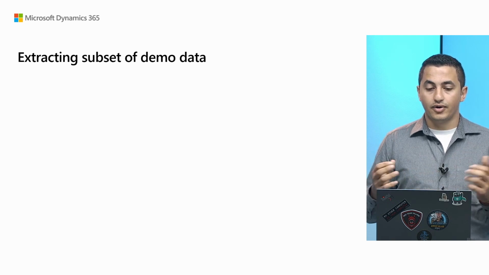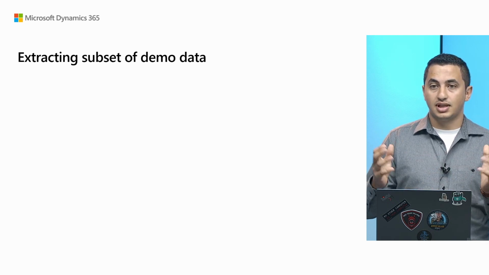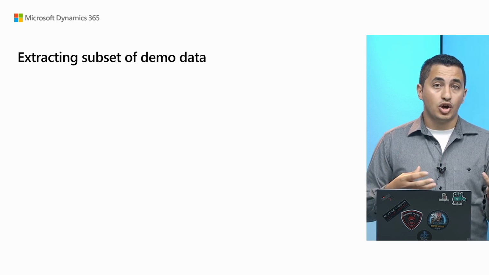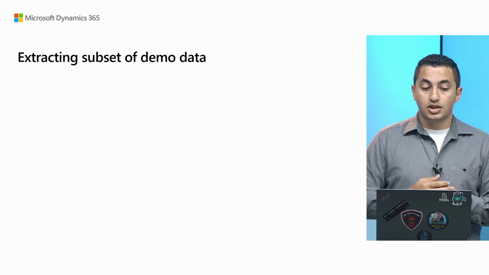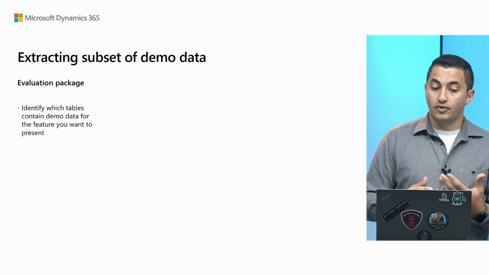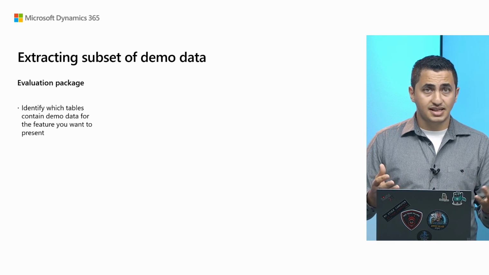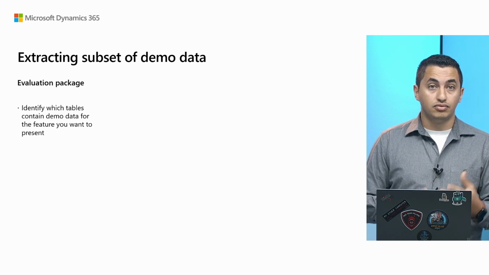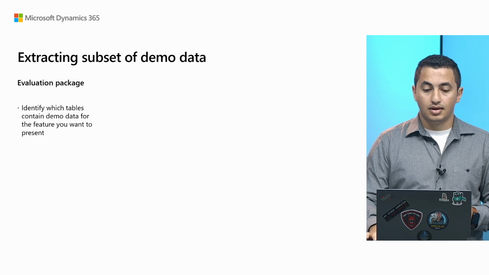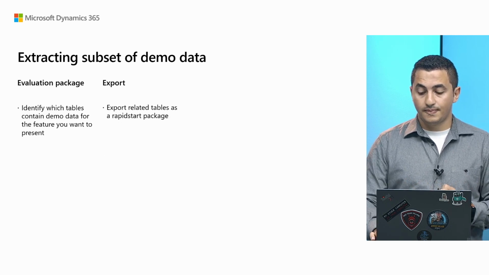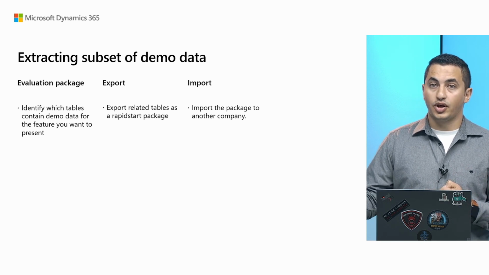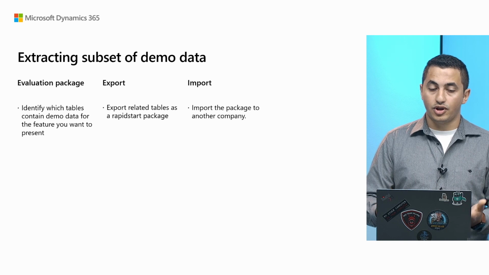So let's have the scenario. If you have a set of features that you want to demonstrate to your customer, and sometimes you might want to mix and match which features you want to present. Let's say you're trying to extract a subset of demo data, and you start, as an example, from the evaluation package. The first thing you will try to do is identify which tables contain the demo data relative to the features that you want to present. Then you will try to export these tables as a RapidStart package, and then import it again in the new company that you created, which you will use to demonstrate your features to your customer.